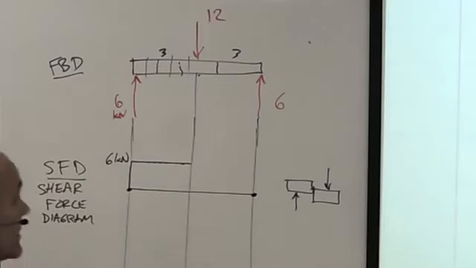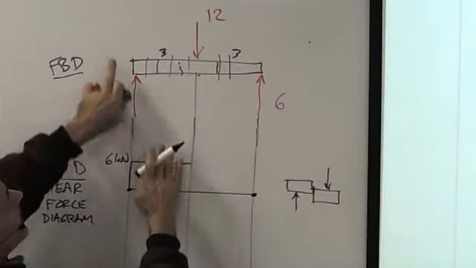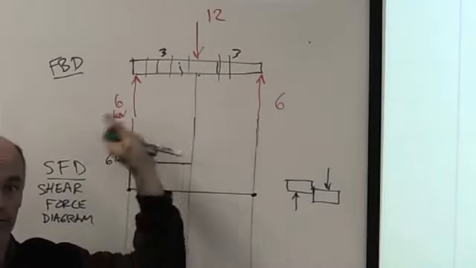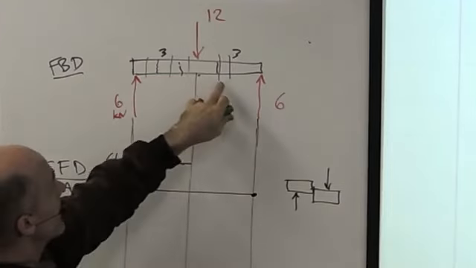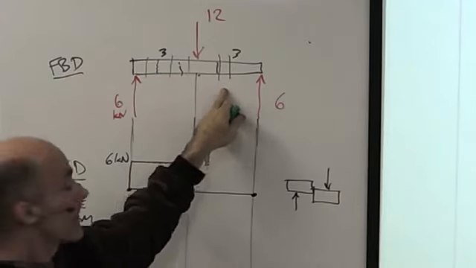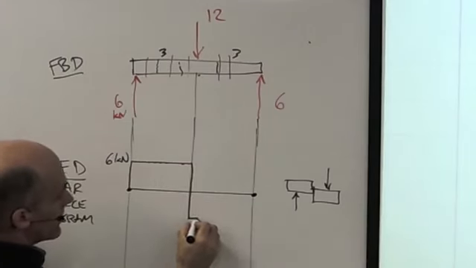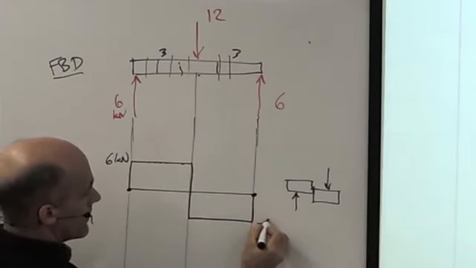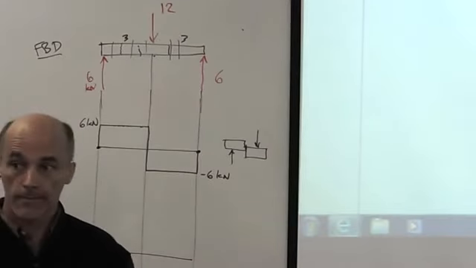Now, if I was to cut anywhere on the right-hand side, anywhere through here, the left-hand side is going up by 6 and down by 12. So what's the total on the left-hand side? It's now down. So this would be a negative shear force. Minus 6 all the way. And that's my shear force diagram.